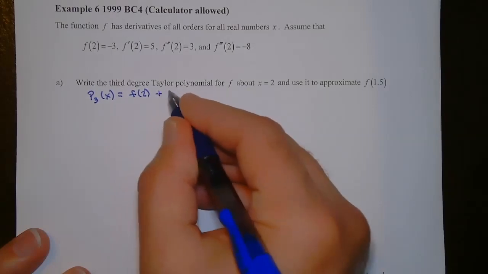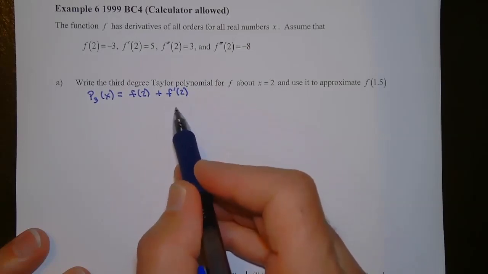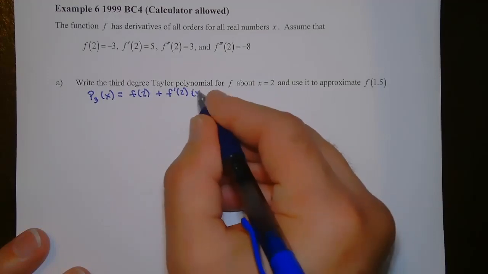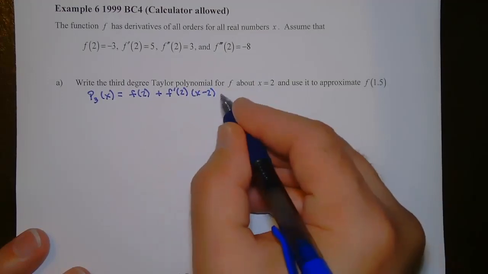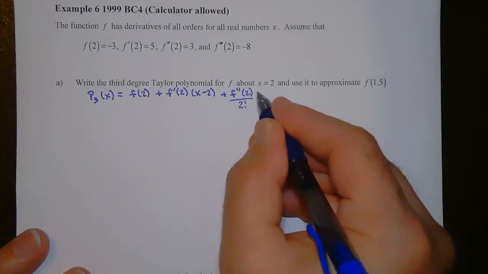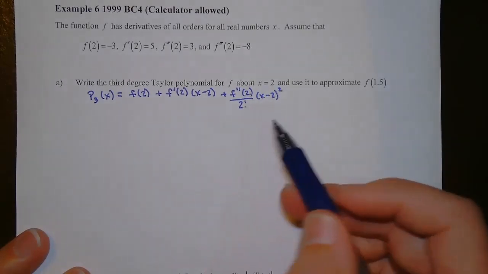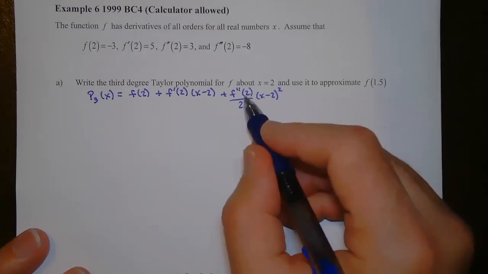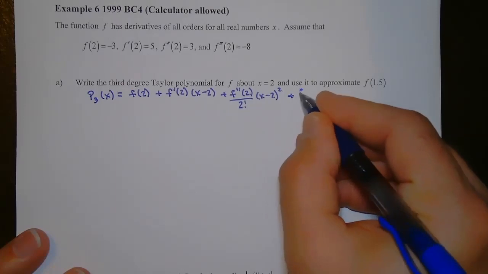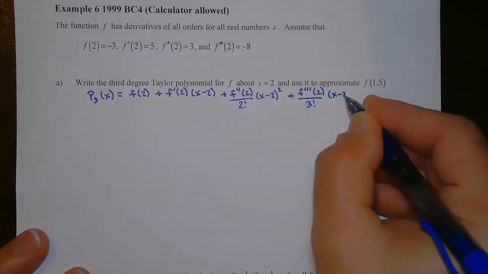And then plus f prime of 2 over 1 factorial, but 1 factorial is 1, that's why we're not going to write it, and then times. Now, we're centering at x equals 2, so we do want to multiply this by x minus 2, okay, and then plus f double prime at 2 over 2 factorial times x minus 2 squared. And then, okay, so that would be a second degree, second order Taylor polynomial, okay? So we need a third degree or a third order, okay? That would be plus f triple prime at 2 over 3 factorial times x minus 2 cubed, okay?